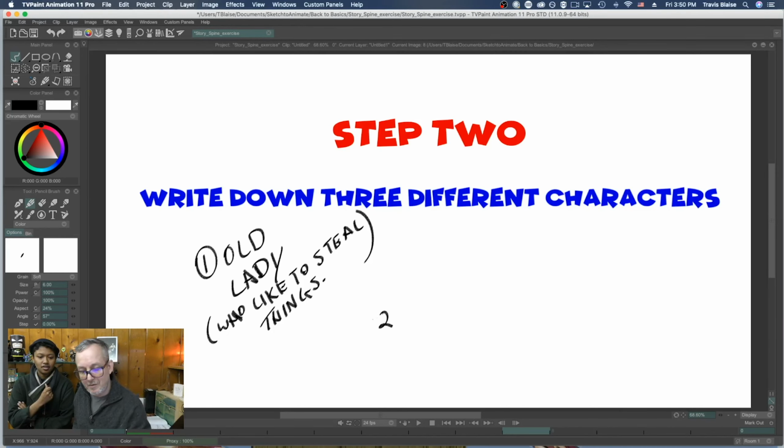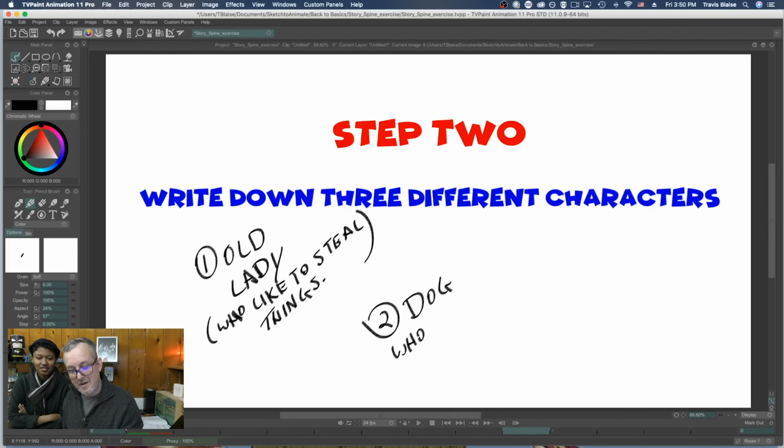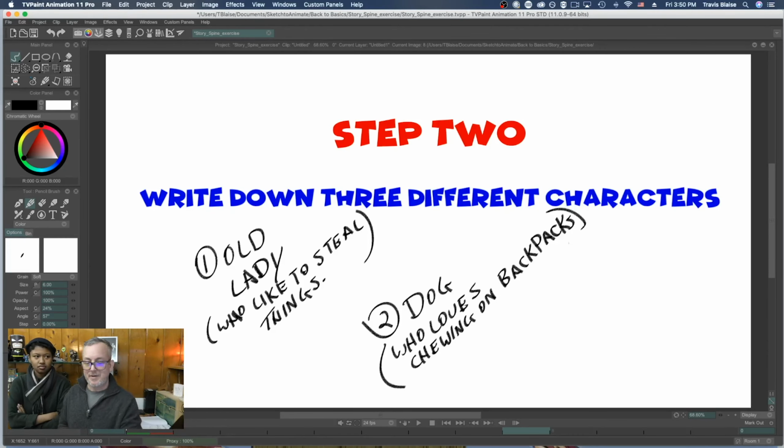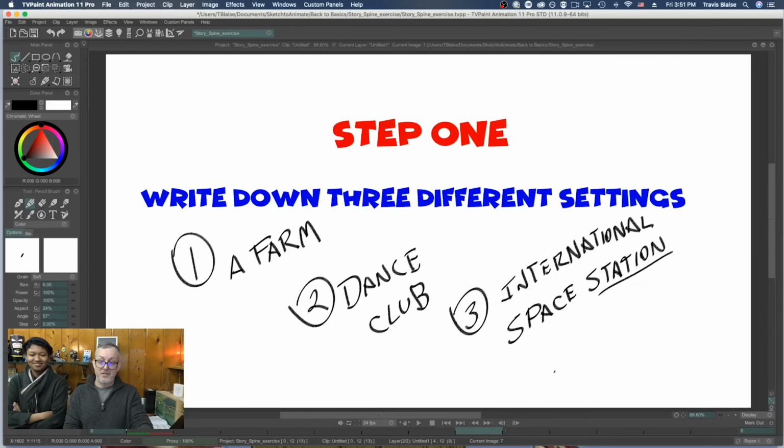Oh, number 2, what do we got? A dog who rips the bags of his enemies. Who loves chewing on backpacks. Yes. And last but not least, number 3. An old man who's bad at computers. All right, so we have 3 characters, we have 3 settings, now we need one more thing.